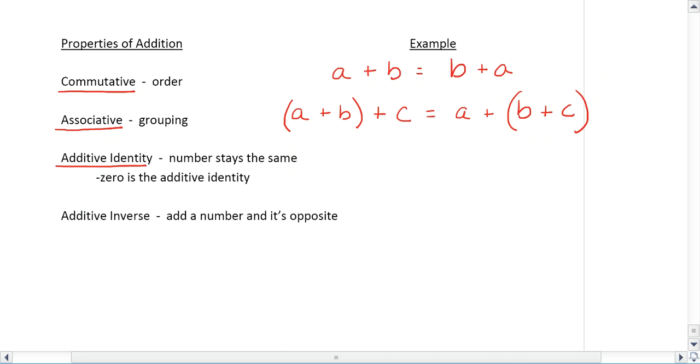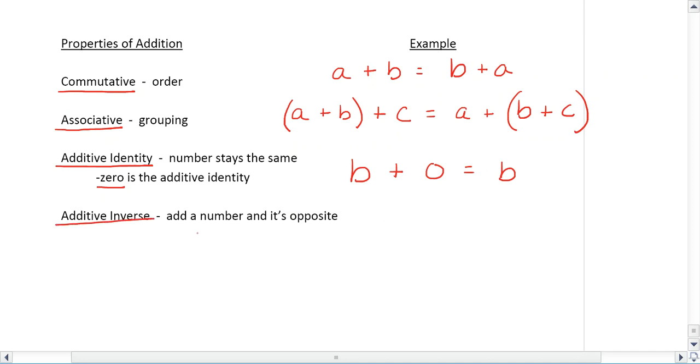The additive identity, any identity property is where the number stays the same. You are not changing it. So if you had the number b, what could you add to it that would not change it? And right here we learn 0 is the additive identity. So b plus 0 equals b. Pretty impressive.